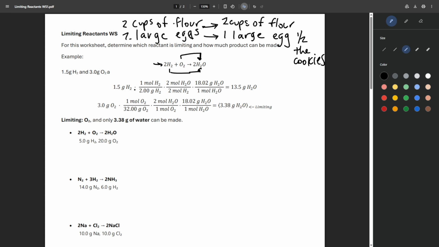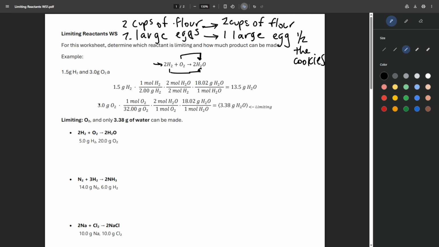So 1.5 grams of hydrogen, I'm going to first convert to moles. That's 2 grams per mole. Then I'm going to convert over to moles of water. So it's a 2-to-2 ratio there. So 2 moles of hydrogen on the bottom, 2 moles of water up top. And then finally convert back to grams of water. So 1 mole of water on the bottom, 18.02 grams on the top for water. So 1.5 grams of hydrogen would get me 13.5 grams of water.